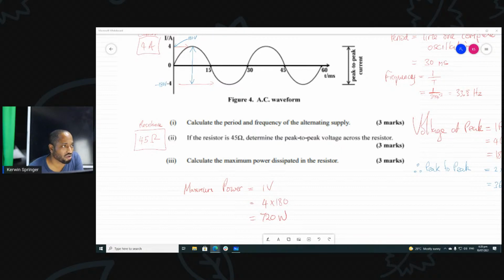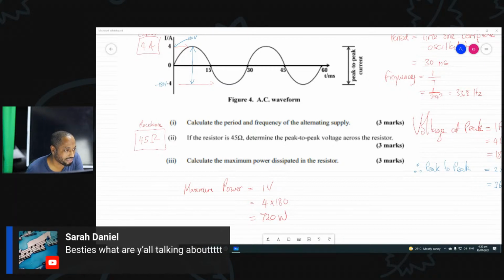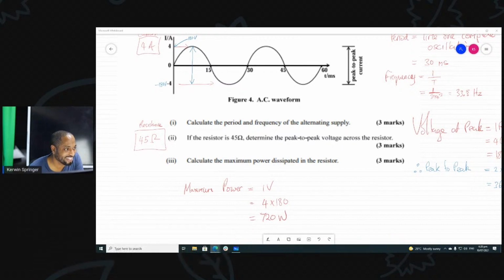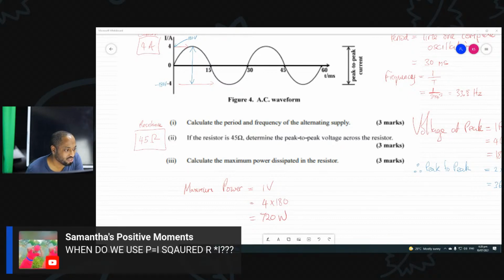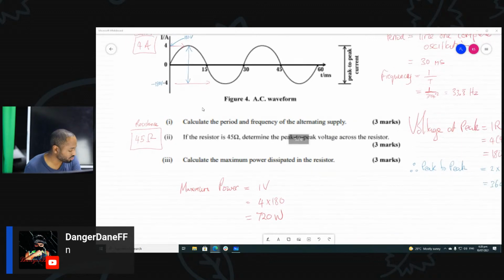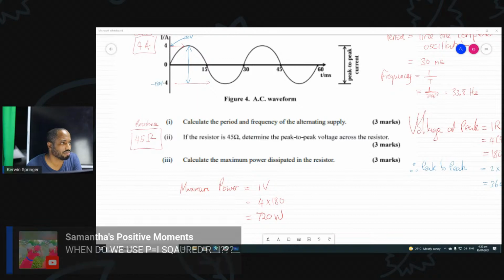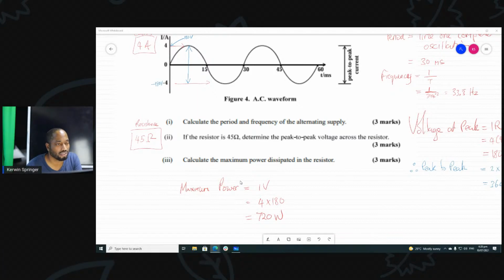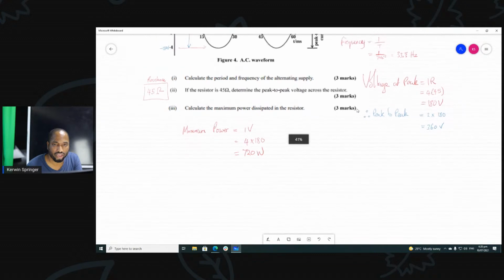I squared R will work as well. You can use this as well. You'll get the same thing. I squared is 16 times R, which combines the two equations in one. 16 times 45, you get the same 720. So Samantha's asking, yeah, you can use the same thing in this case. P is equal to I squared R. Okay, fine. Let me move on.